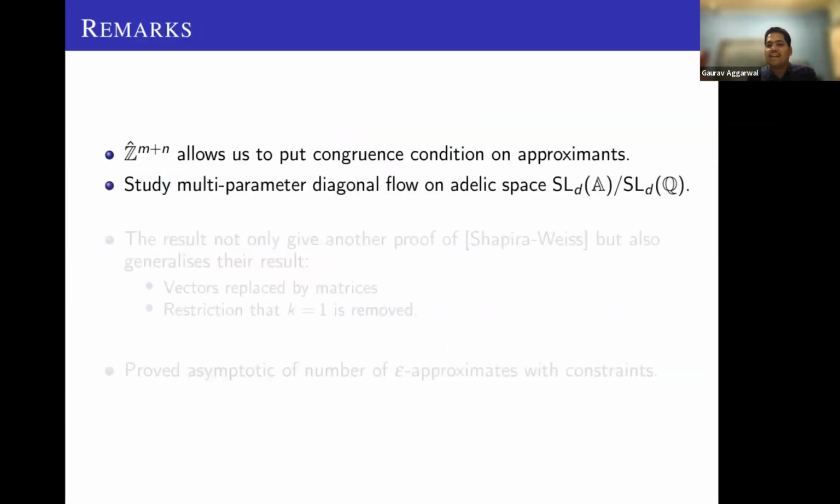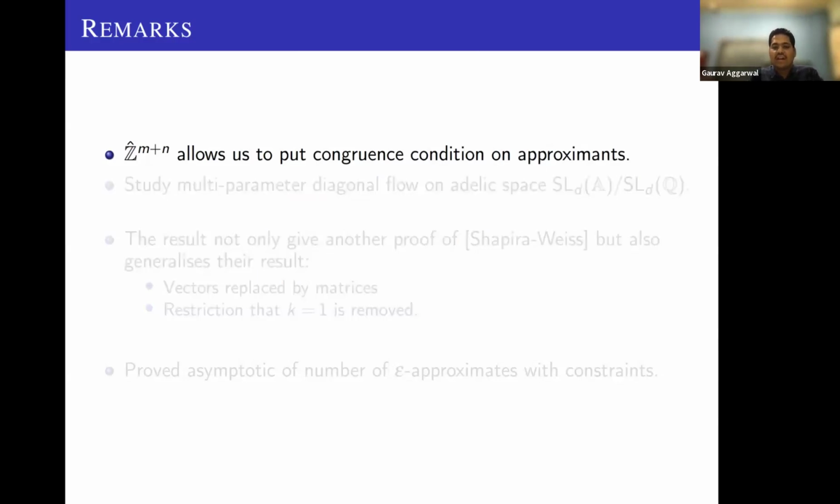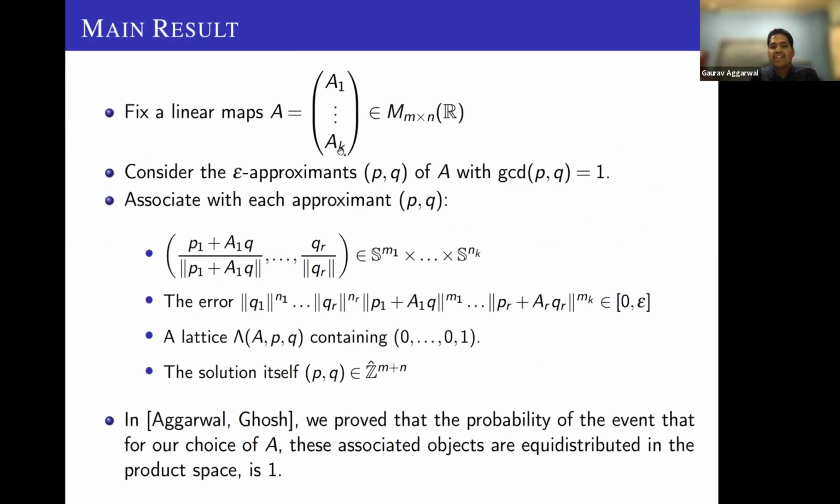And in order to study it, we had to study the multiparameter diagonal flow on the adelic space. Is it clear? So, this result not only gives another proof of the result by Shapira and Weiss, but also generalizes the result. The result is the same, but with the condition that this matrix should be a vector.